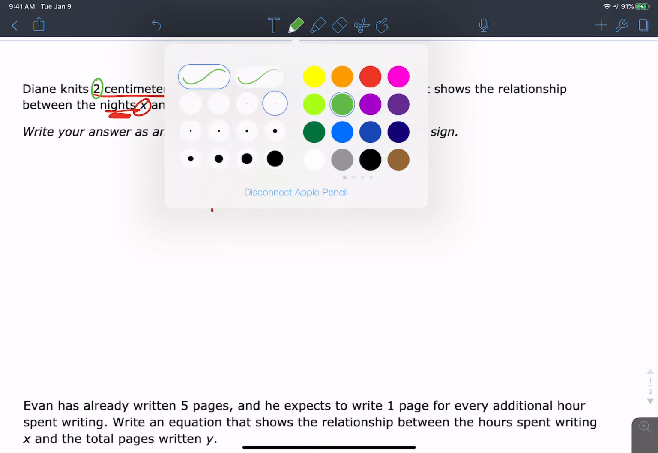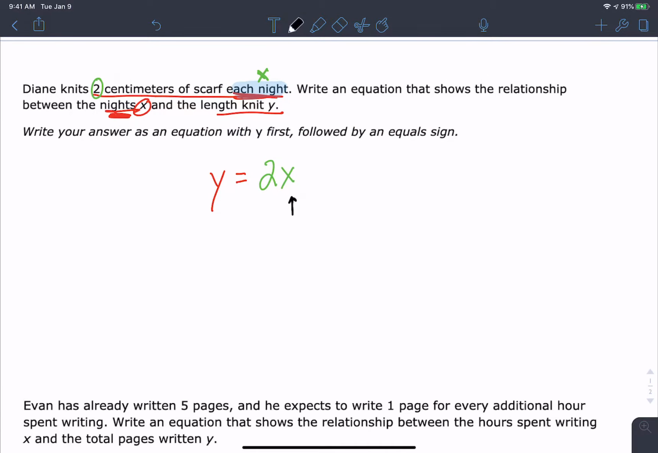All right, and that's what this tells us. So whatever number of nights we would want to plug in, that's what we would do. So our equation is y equals 2x.